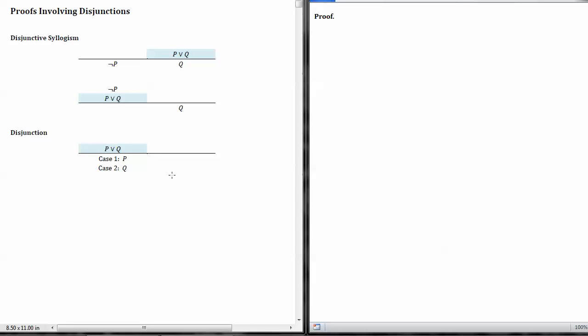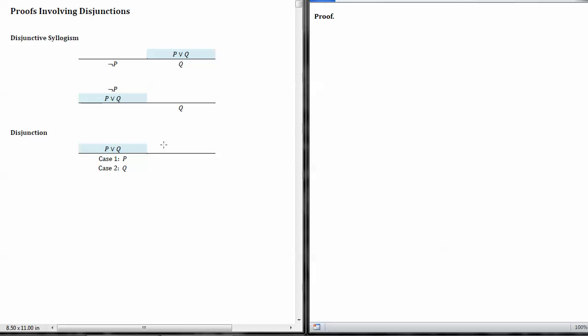For this problem, we're going to have to contend with a couple disjunctions, one on the goal side and one on the given side. And instead of doing disjunctive syllogism a couple times, it can often be a little bit clearer to just take the disjunction on the given side and break it up into a couple cases. So let's try that for this problem.